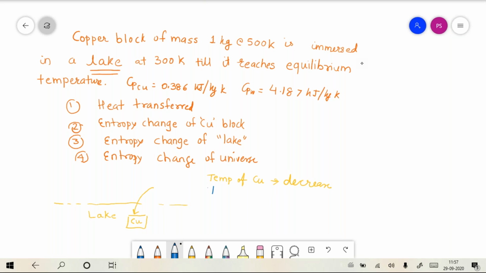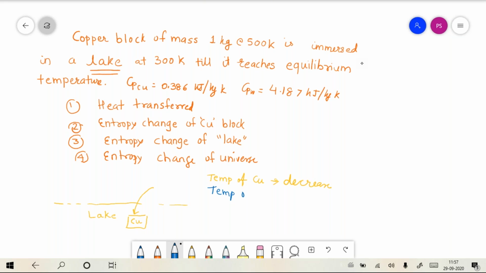What would happen to the temperature of lake? It would increase. Gargi is saying it would increase. Vedant, Gargi, they are saying it would increase. Any other answer?